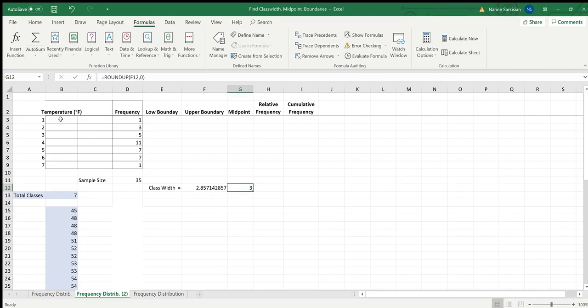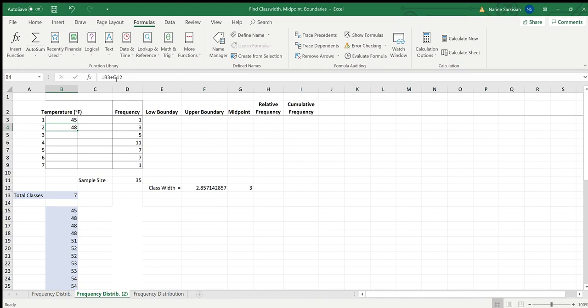Once we have class width, we are going to build our classes. So I'm starting here with the lowest one, which is 45. Next, the second class will differ by 3, like this one, difference by 3. So I'm plugging in the formula equal 45, taking the cell of 45 plus the cell of the 3. Now, as I go, I'm going to take the previous cell and add 3.